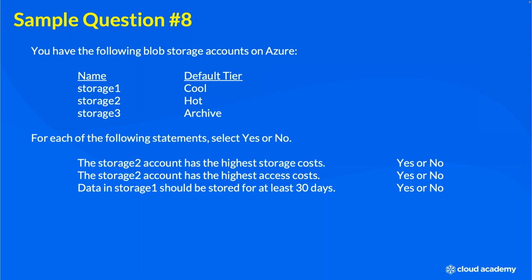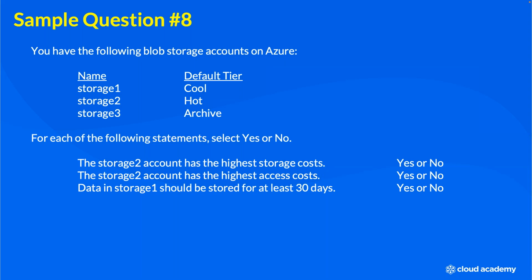The thing you need to know is that there are storage costs and there are access costs. And if you're in the hot tier, those are the highest storage costs. But the hot tier has the lowest access costs. All right, and so then it flips as you go through these different tiers. So the archive tier, which is at the other end of the spectrum, has the lowest storage costs and the highest access costs.